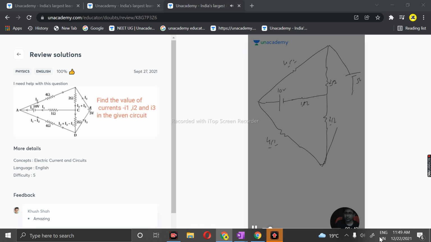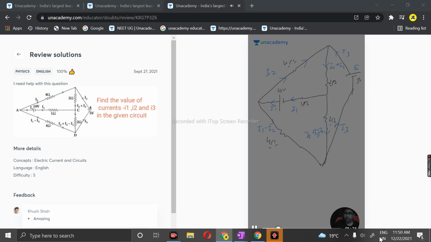This is E, and the current flowing through this is I2 plus I3, and the current flowing from this battery is I3. Further, I2 current is flowing in this branch and I1 in this branch. I1 minus I2 is flowing in this branch, because I1 is coming from here and I2 is going from here. In this branch there is a flow of I2 plus I3 minus I1. This is the total current that is flowing in the circuit.